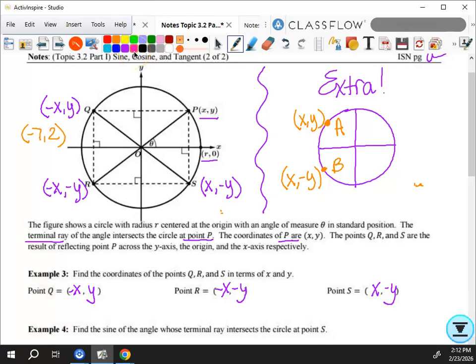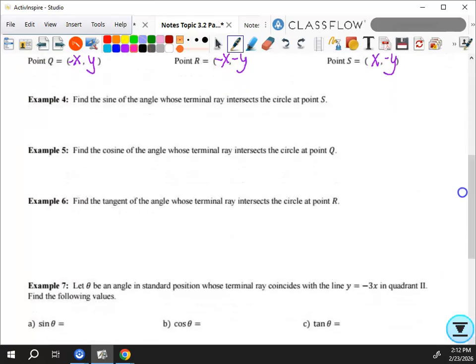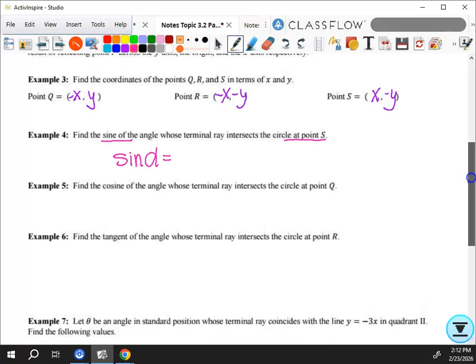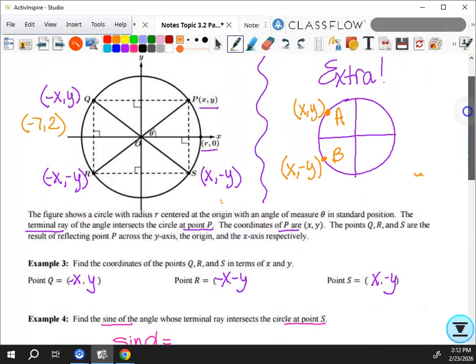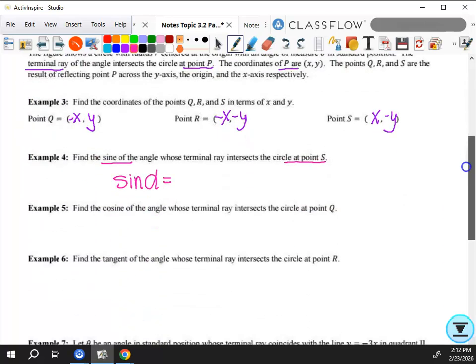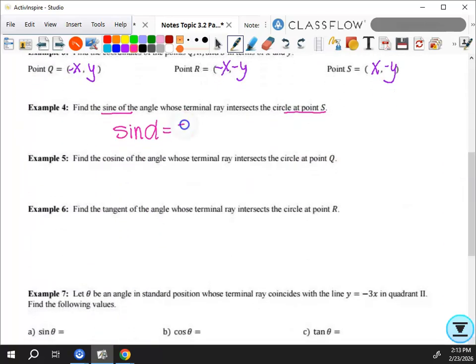Okay, so now this says, find the sine of the angle whose terminal ray intersects at point S. So we're going to find the sine of alpha because we've already used theta. Sine of alpha, and that's at S. And I know sine is the y value over the radius. The y value at S is negative y, and r is r.